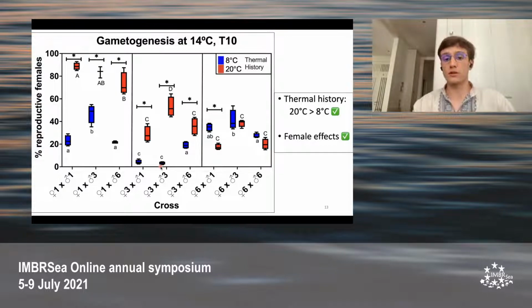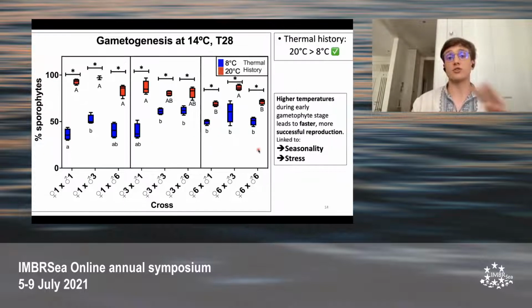However, on the third female in the right panel here, we see that one of them actually has a higher reproductive number for the 8 Celsius thermal history, and the others do not show a significant difference. But all in all, we still concluded that there is a preference for a higher thermal history, although it is subject again to female effects.